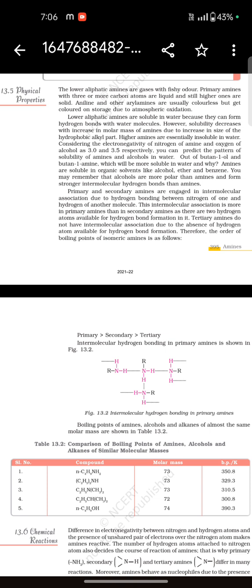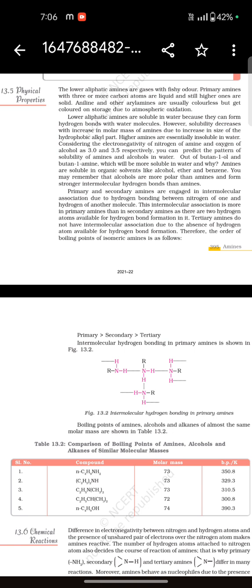Amines are soluble in organic solvents like alcohol, ether and benzene. You may remember that alcohols are more polar than amines and form stronger intermolecular hydrogen bonds than amines. Primary and secondary amines are engaged in intermolecular association due to hydrogen bonding between the nitrogen of one and the hydrogen of another molecule. This intermolecular association is more in primary amines than in secondary amines, as there are two hydrogen atoms available for hydrogen bond formation in it.